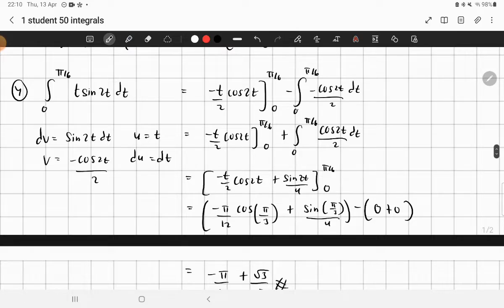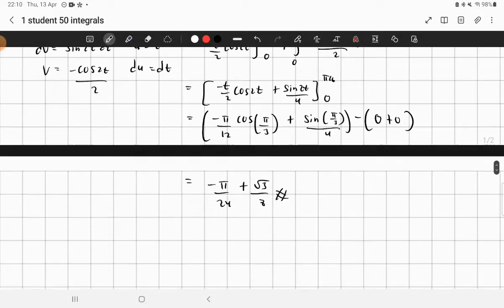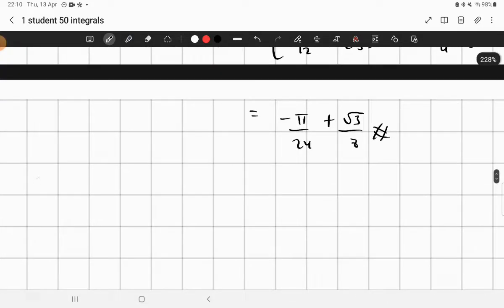So let me check. Integral of x sine 2x. Yeah, I get the answer: negative pi over 24 plus square root of 3 over 8. Yep, it's nice. So the next one is question 5.